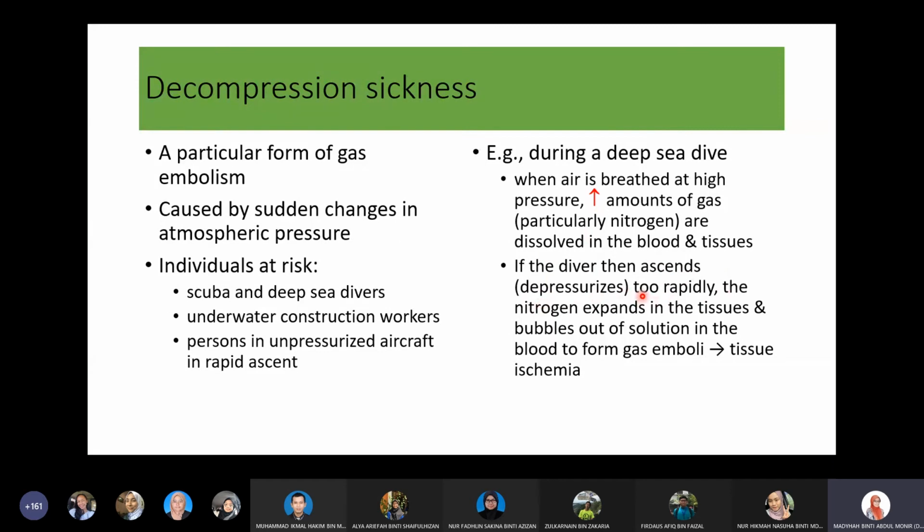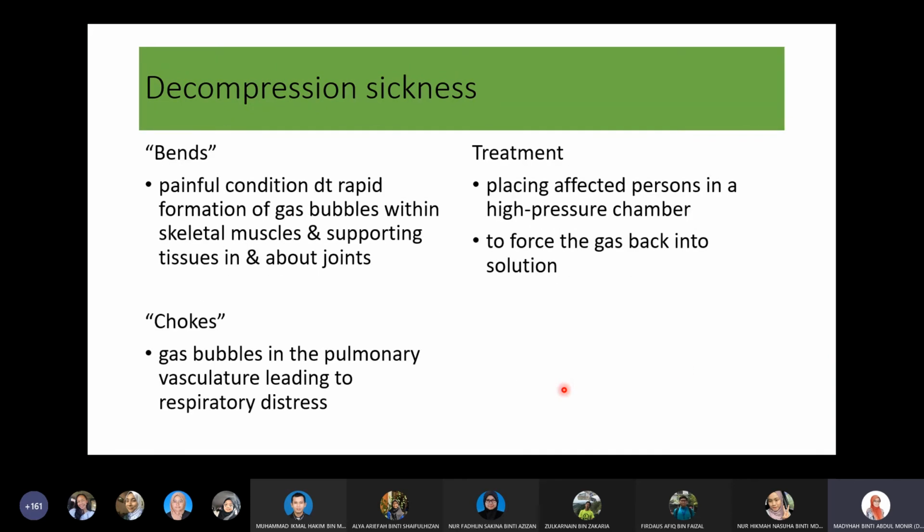When he ascends too rapidly, the dissolved gas, in this case nitrogen, will expand in the tissue and bubble out. Initially it was dissolved, but now it forms bubbles in the vasculature, and when there's a lot, it can cause tissue ischemia. So they can develop bends.